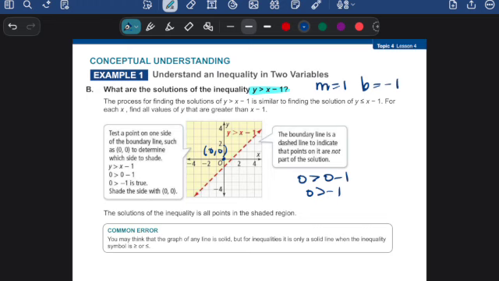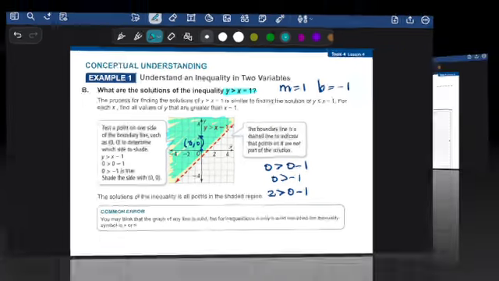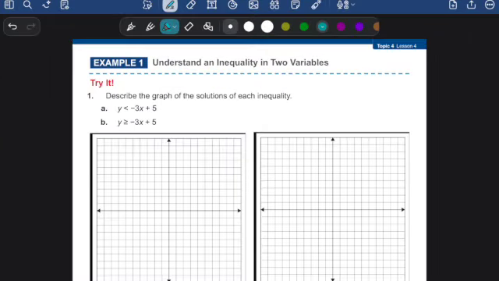Pick another point just to check. Let's do 0, 2. So my y value is 2. Is that greater than 0 minus 1? Yes, 2 is greater than negative 1, so that is also a solution. So since these points above the line are solutions, we're going to shade above the line. A way you can remember is if it's greater than, it's above the line, and if it's less than, it's below the line.